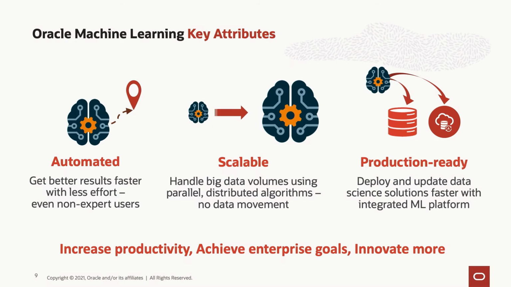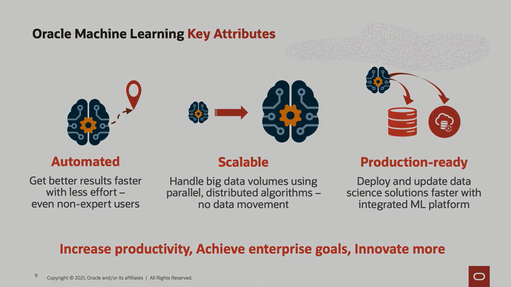So as a closing thought, Oracle Machine Learning has key attributes: the automation, the scalability, and making it production ready. And these are the 3 key attributes that OML brings to make machine learning in production a reality. Thank you for watching.